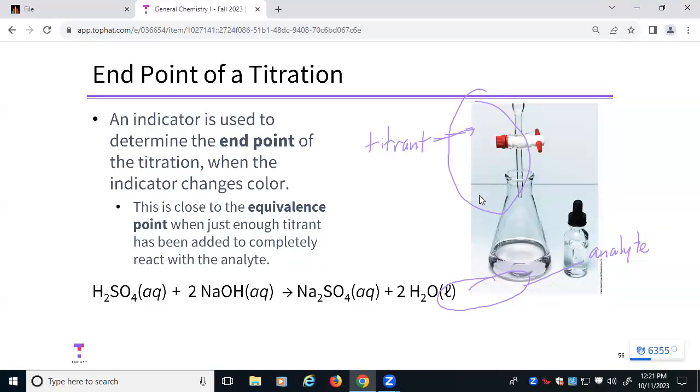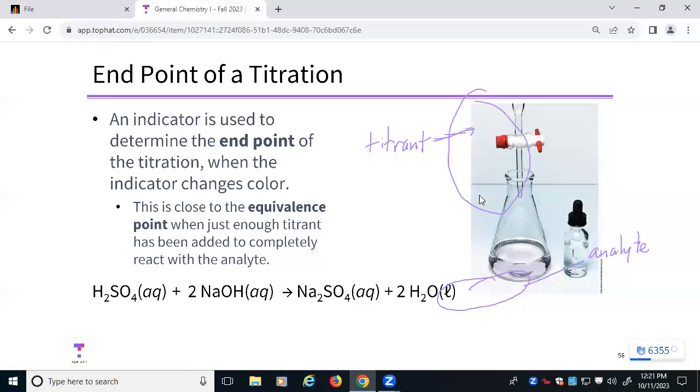That's my equivalence point. At the equivalence point, both of these have reacted fully. There is no leftover. There is no excess reactant. Everything is behaving as if it were the limiting reactant. There's nothing left over from a reactant standpoint. That's the ideal situation of a titration.